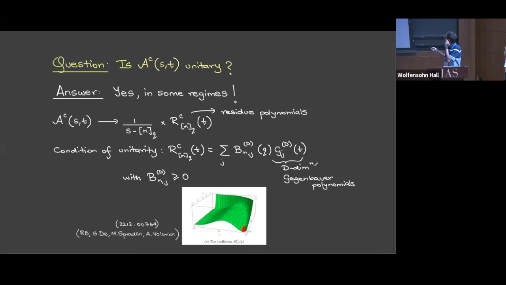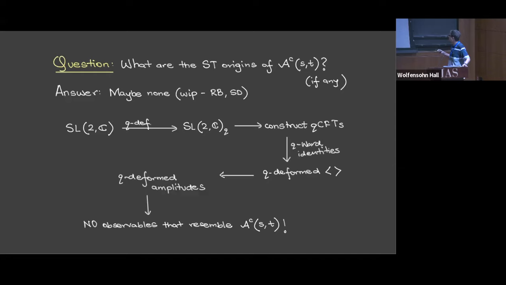taking us to the realm of SL(2,C)_q, the quantum group. And crucially, these quantum groups come equipped with rich Hopf algebra structures. So using these Hopf algebra structures, one is able to construct q-deformed versions of conformal field theories. And using that, one can write down q-deformed correlators. And then using fancy machinery of gauge fixing on the quantum fuzzy sphere, one can construct q-deformed amplitudes. And it turns out that these q-deformed amplitudes represent observables that bear no resemblance to the original Coon amplitude we set out to study. Thank you.